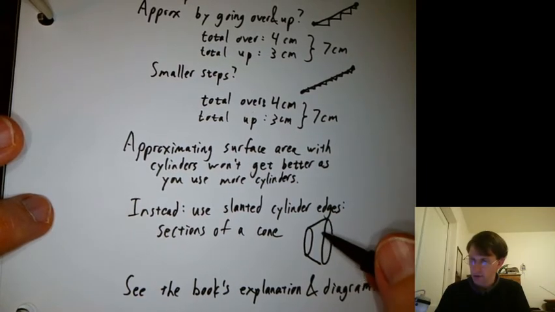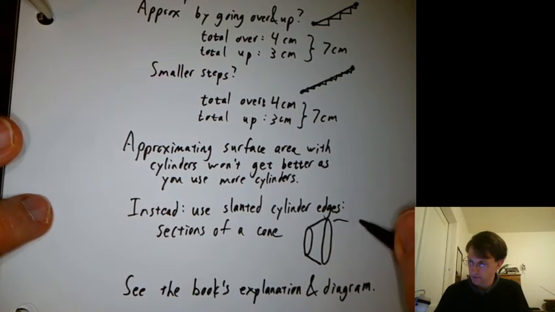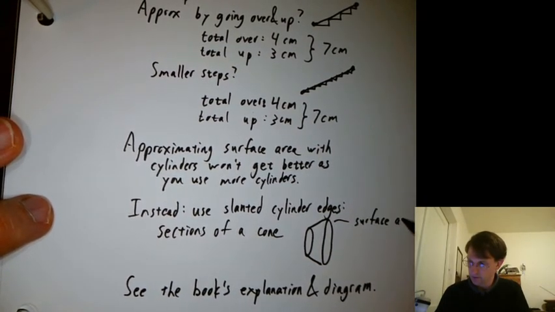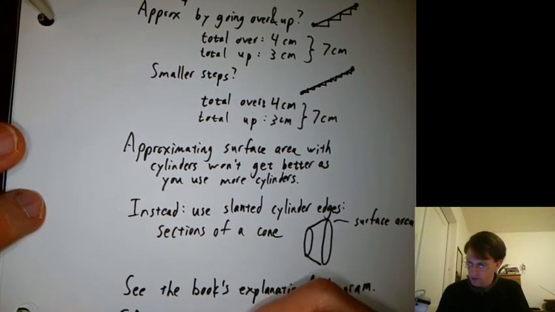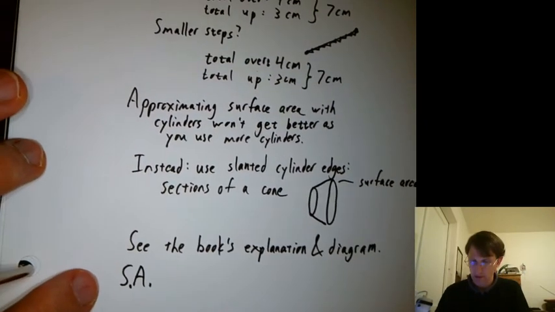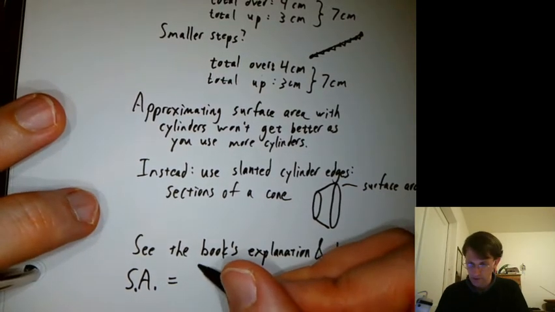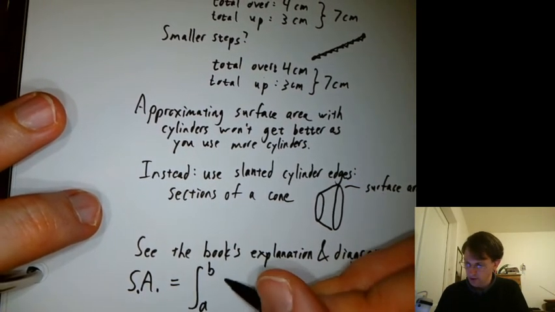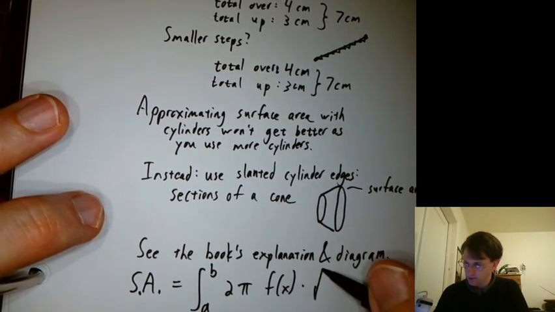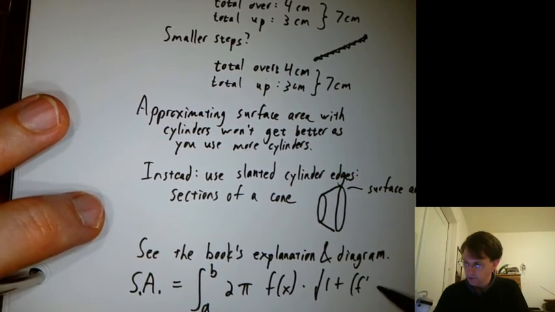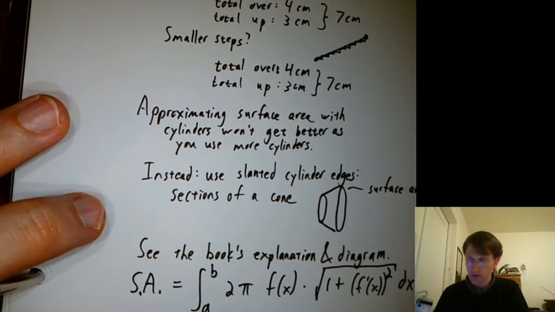So the key part is we're asking what's the surface area of this slanted thing. So overall, the formula the book gives us for surface area, it's familiar with the arc length thing, but it has an extra wrinkle thrown in. Integral from a to b, 2 pi f of x times the square root of 1 plus f prime of x squared dx.